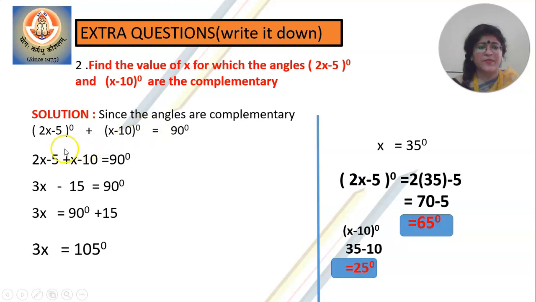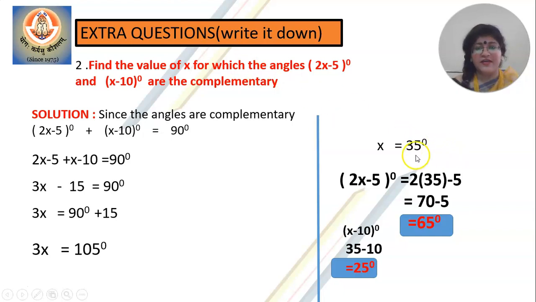Open the bracket. 2x minus 5 plus x minus 10 equal to 90 degree. So you get 3x minus 15, minus 5 minus 10 is minus 15, equal to 90 degree. 3x equal to, minus 15 goes to the right side, so it becomes 90 plus 15, and therefore 3x is equal to 105 degree. Now 3x is 105 degree. Calculate the value of x. You get x as 35 degree.